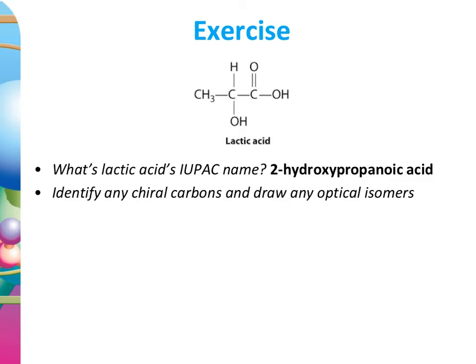Okay, so its IUPAC name is 2-hydroxypropanoic acid. So let's just make it clear that that is correct. Find what the longest carbon chain is. Well, the longest carbon chain is 3 carbons, hence the prop. We know it's got a carboxylic acid group, so let's highlight that as the carboxylic acid group. But we can also see that we've got an OH group.